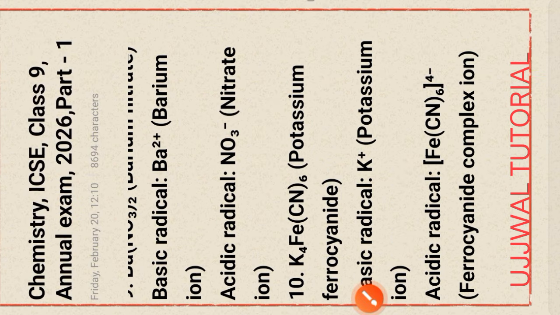Next, K4[Fe(CN)6], potassium ferrocyanide: the basic radical is K+, potassium ion, and the acid radical is [Fe(CN)6] 4-, that is ferrocyanide complex ion.